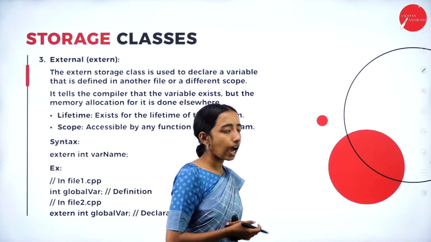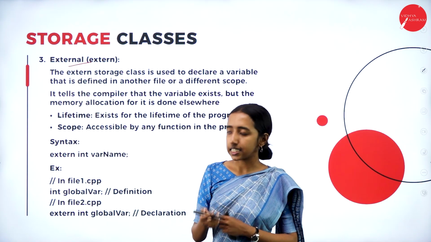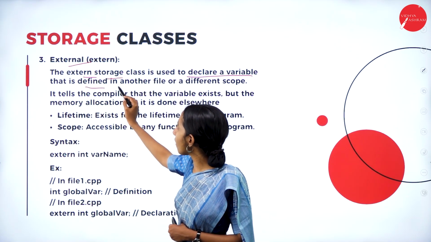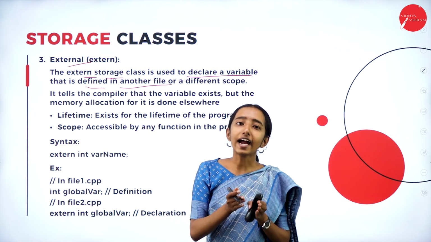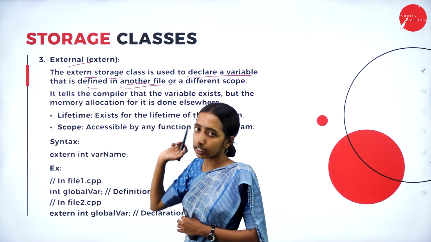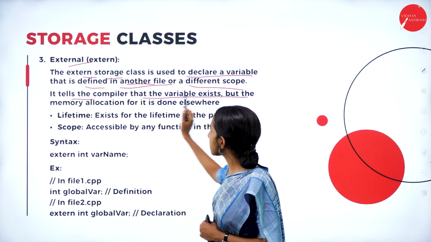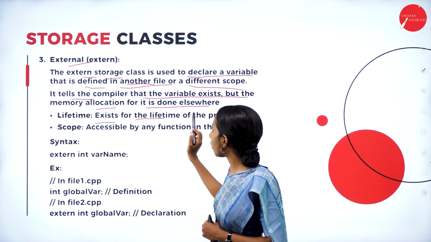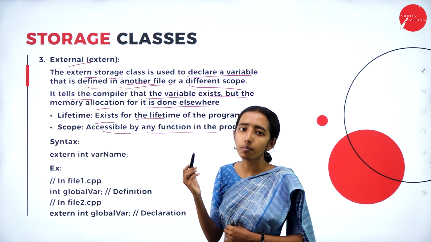Next we have another storage class called extern. As the name says, it is external. The extern storage class is used to declare a variable that is defined in another file. So we can access it in another file, whereas a static variable cannot be accessed from another file, but here it can. Different scope. It tells the compiler that the variable exists, but the memory location for it is allocated somewhere else. The lifetime exists for the lifetime of the program, and the scope is accessible by any function in the program.